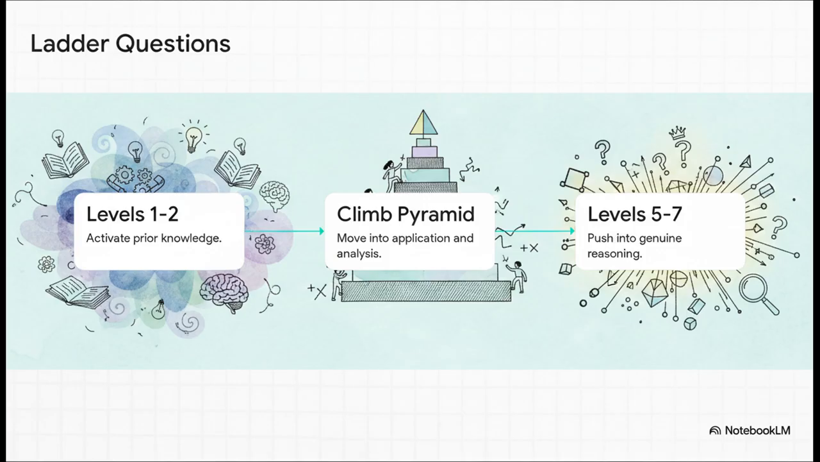Step 2, climb the pyramid as the lesson progresses, moving into application and analysis. And step 3, always end with a level 5 to 7 stem. Make sure the final thought of the lesson pushes them into genuine higher order reasoning.